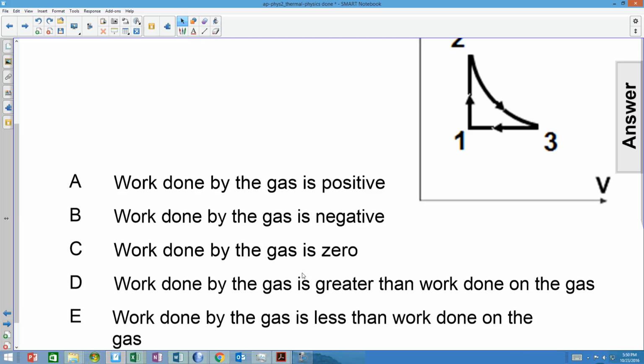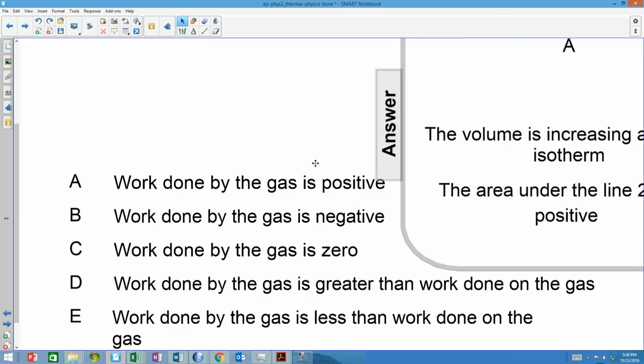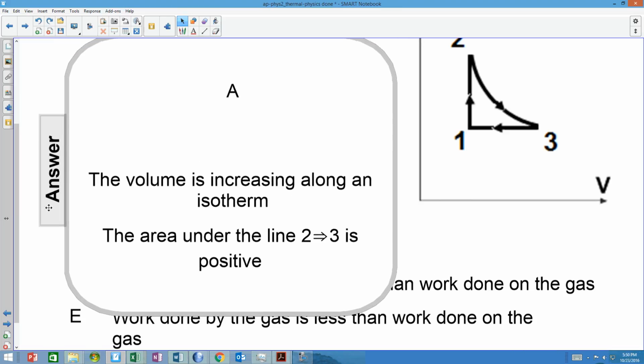Okay, so let's see if you've selected the right answer. Go ahead and pause the video if you need to. The correct answer is A. The volume is increasing along the isotherm. The area under the curve will be positive, and therefore the work being done by the gas is positive.